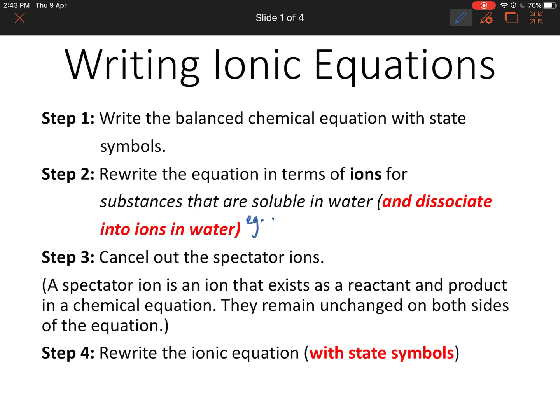What are some examples? Acids, alkalis, and finally, salts that are soluble in water. How do you know which salts are soluble in water? Check the solubility table. Then, cancel out the spectator ions. Spectator ions are ions that do not take part in the chemical reaction. They remain unchanged. Step 4. Rewrite the ionic equation with state symbols. Ionic equation must be written with state symbols.